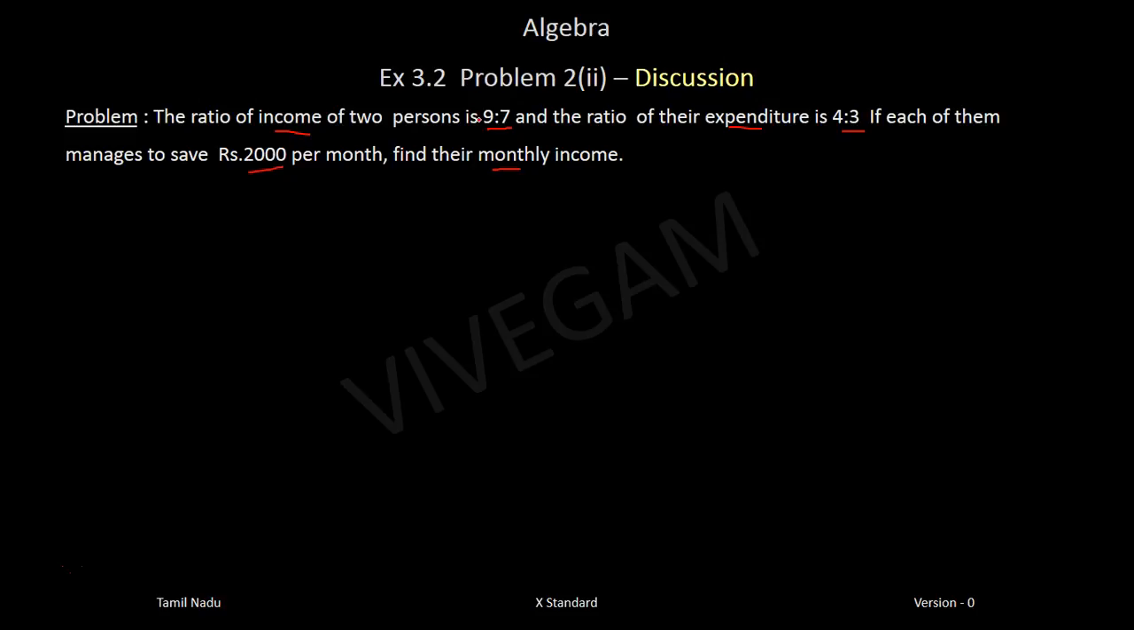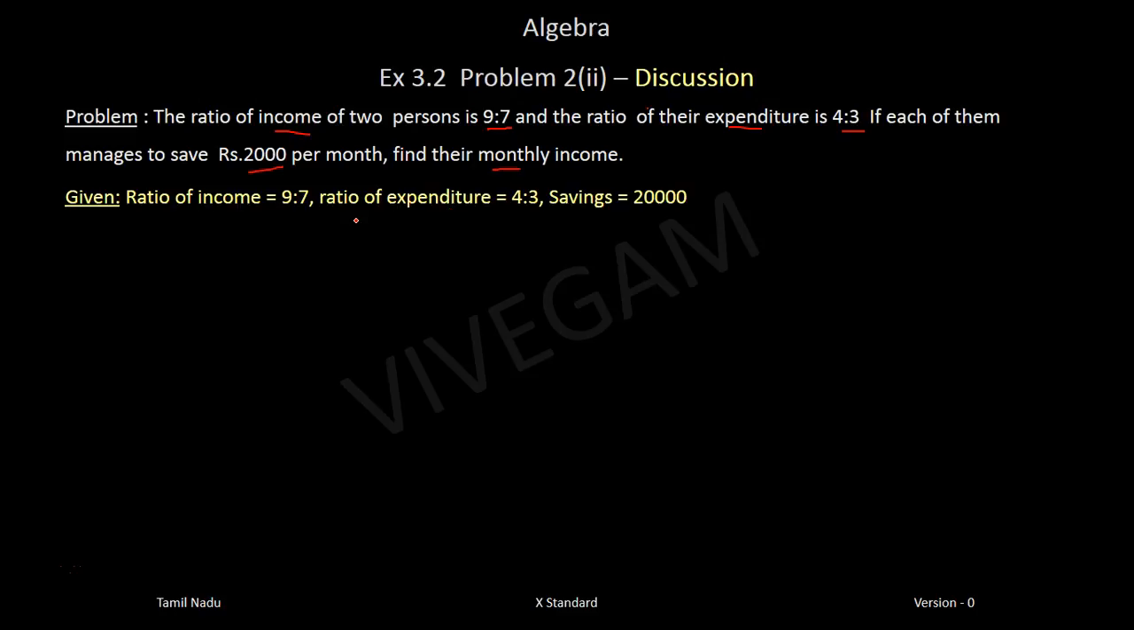So how will we do? Let the incomes be 9x and 7x. And the ratio of their expenditure is given as 4:3, so let it be 4y and 3y. And what is savings? Savings is income minus expense. For the first person, 9x is income, 4y is the expenditure, so 9x minus 4y will be equal to 2000, which is the savings. Similarly for the second person, 7x minus 3y will be the savings, that is 2000. So you have two equations in x and y, and you should be able to solve it.